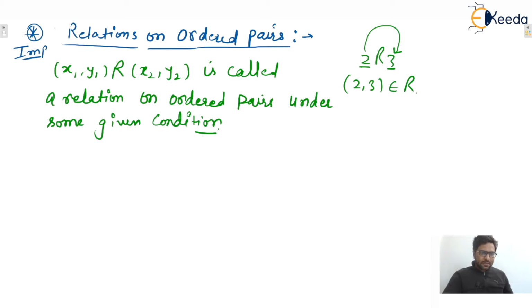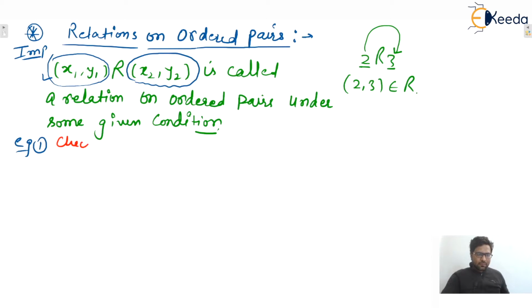Because x1 comma y1 we obtain with some Cartesian product. Similarly, this next ordered pair is also obtained with some Cartesian product. Now ordered pairs are there, so instead of elements we are taking the ordered pairs into consideration. So let us consider one example.